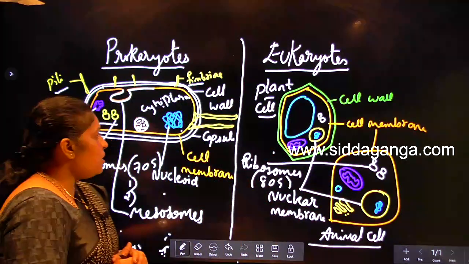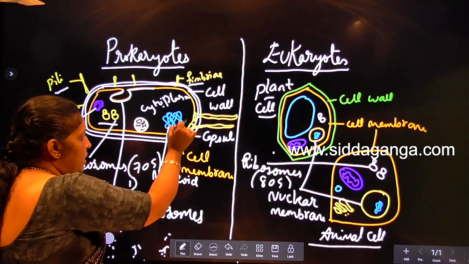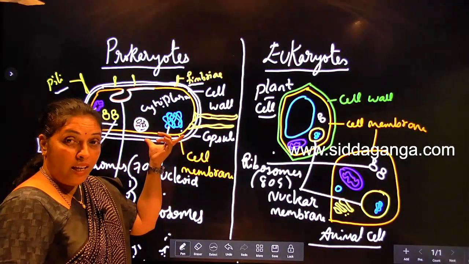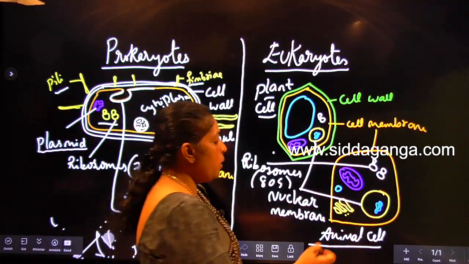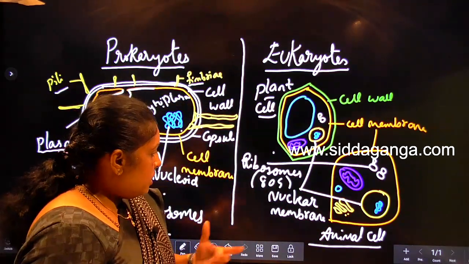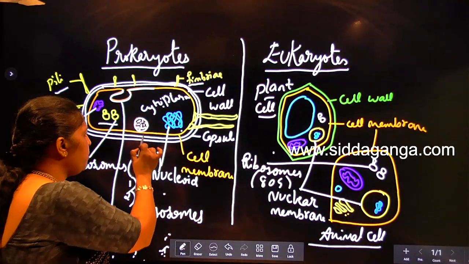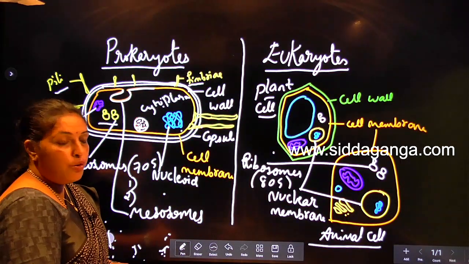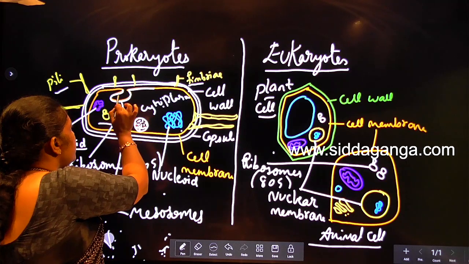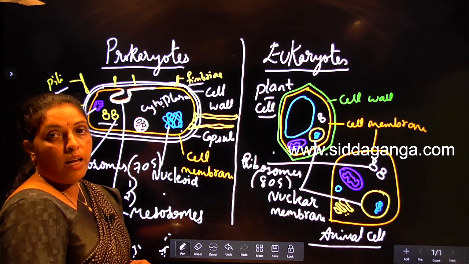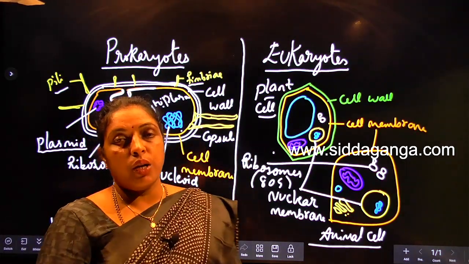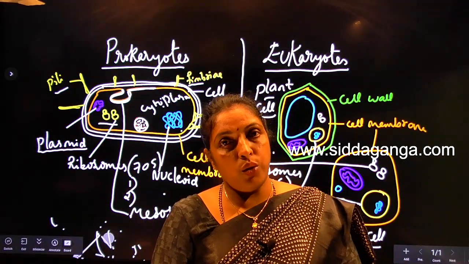Understood? Next, the DNA is not surrounded by a nuclear membrane in prokaryotes. That is why we say naked DNA is present in prokaryotes. In eukaryotes, the DNA is surrounded by a nuclear membrane. And inclusion bodies, which act as preserved food materials, are present in prokaryotes. And one more structural modification we see in the plasma membrane is the mesosome, which mainly helps in respiration and cell division. That type of structure is not seen in eukaryotes. Understood? That's the difference between prokaryotes and eukaryotes.